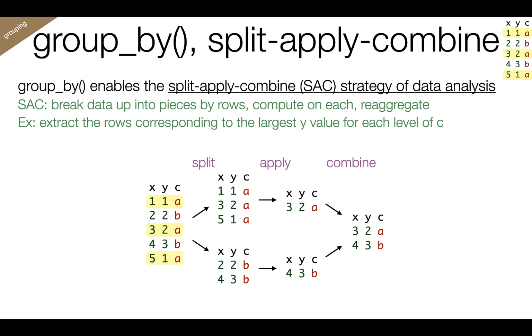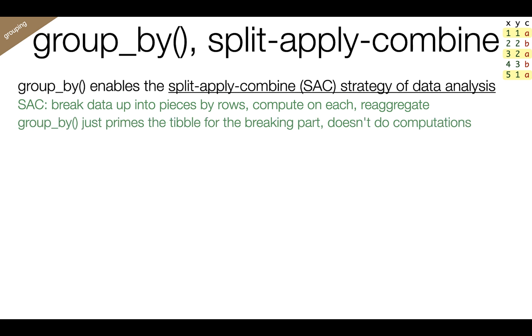So how would we actually do a computation like this? Well, the first step is going to be to use that group by function. Group by is actually not going to do the computation itself. Group by is going to prime the tibble for the kind of breaking apart and then the re-aggregation at the end, and those are actually handled by the computing functions themselves. Let's see what it looks like.